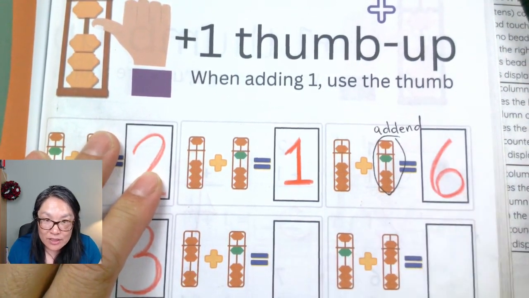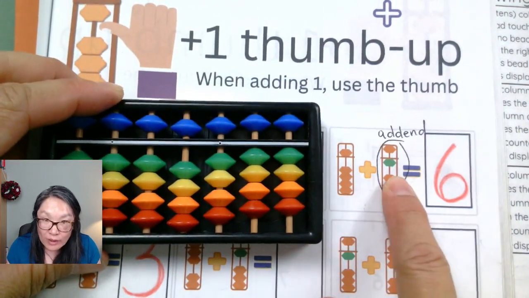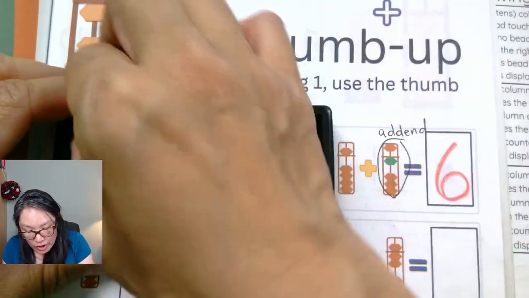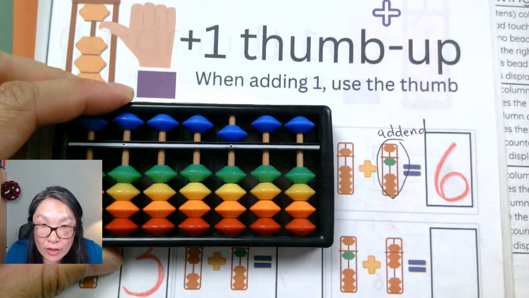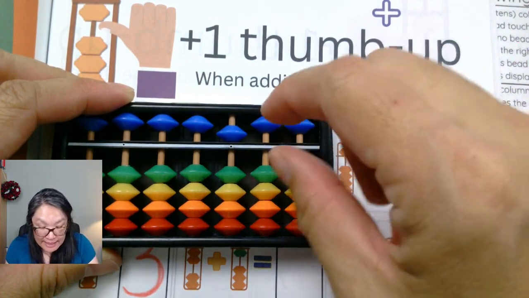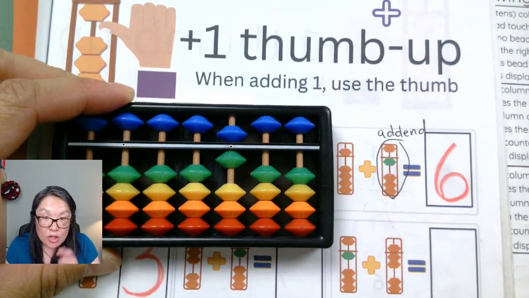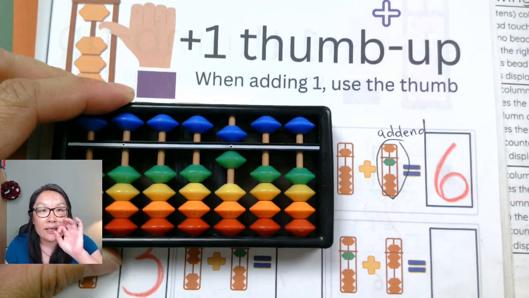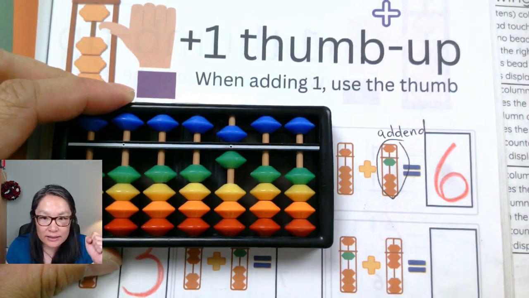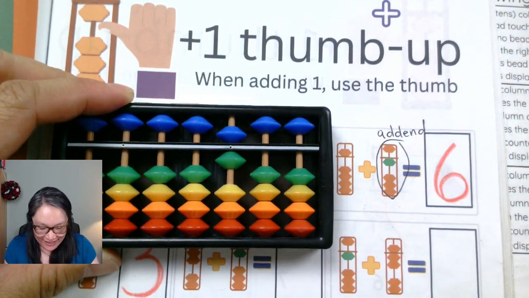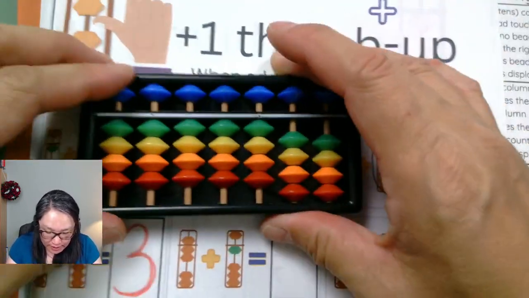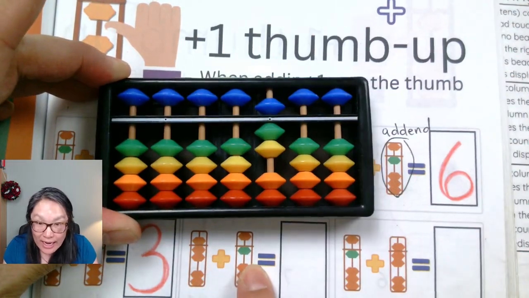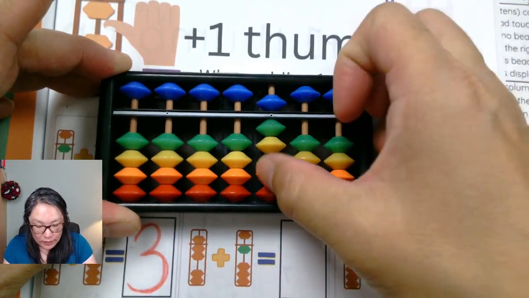So when I focus on the add-in, I'm going to try to add the 1. My question is, when I have 5 and then I have 1, can I do it? Yes, I can add the 1. If I have enough beads, I will add it. Now the question is, if I have 7 and I want to add the 1, can I do it? Yes, we can. I'm going to add the 1.